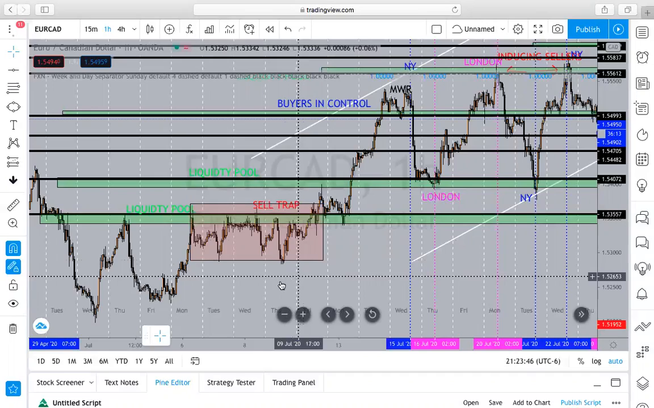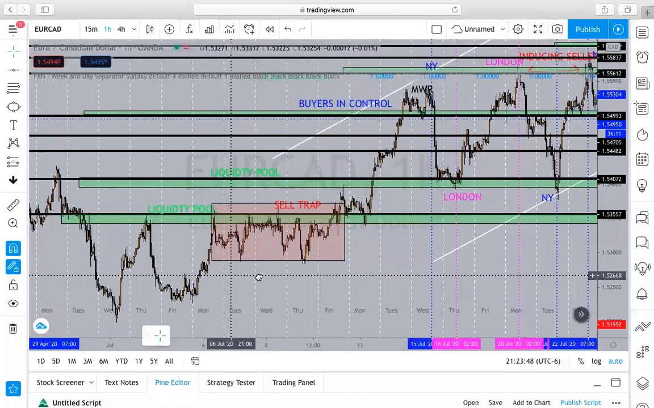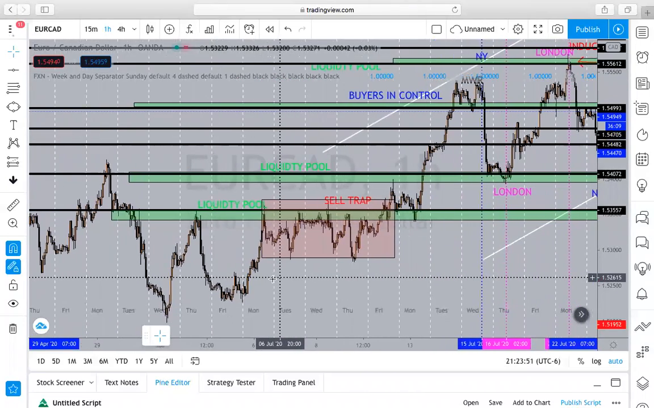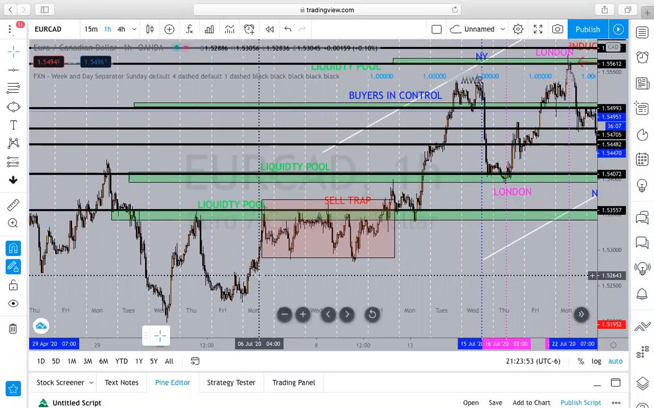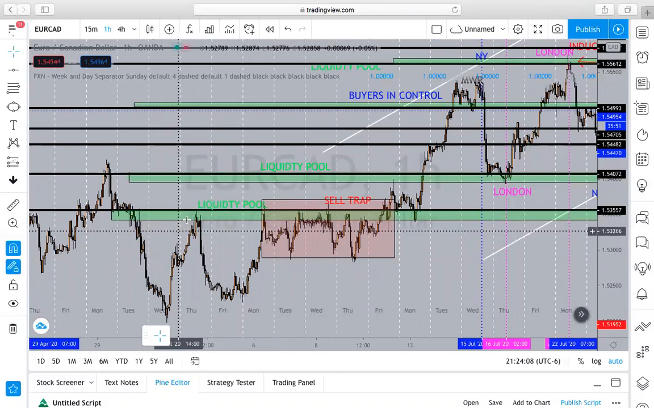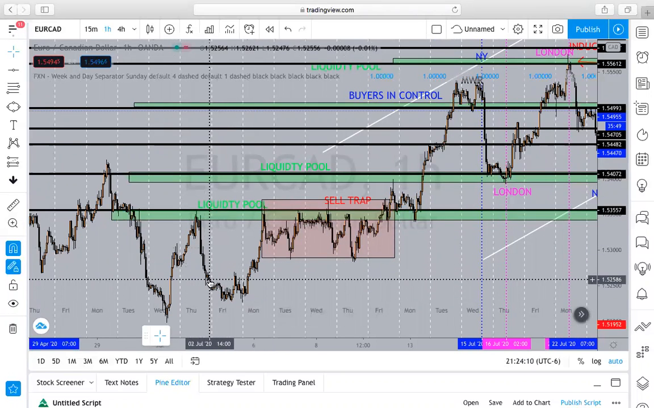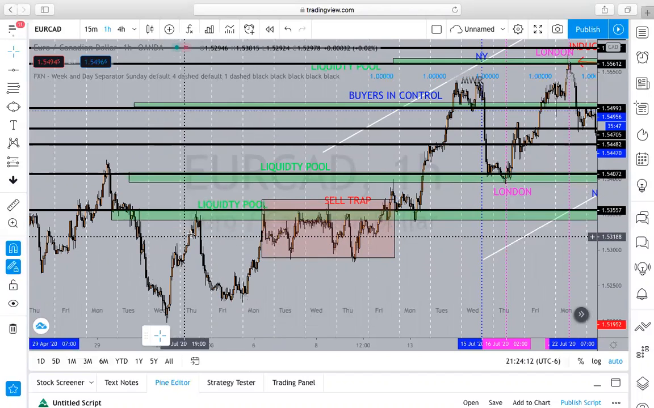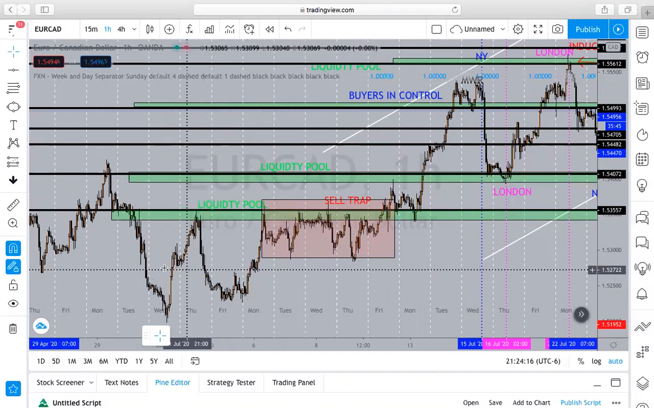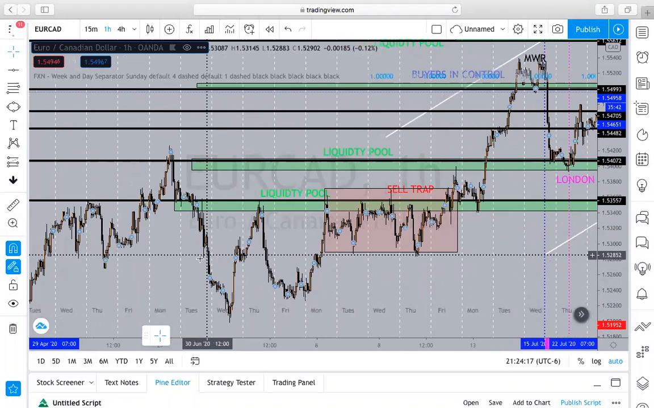So let's begin. First, you have to understand what liquidity is. Liquidity is the money in the market. That is where all of the money is going at that area. Of course, where is the liquidity on these charts? From a technical analysis standpoint, it is at the highs and the lows. So the liquidity seems to always be at the highs and the lows.